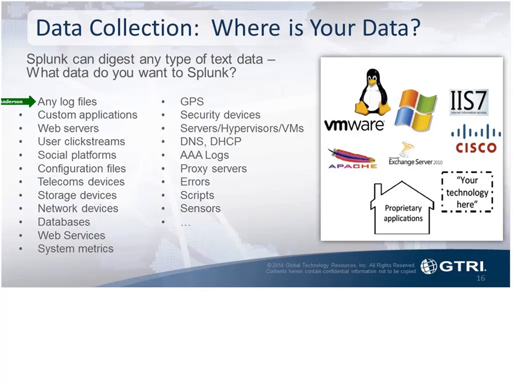There are custom applications that may have log files as well. There are web servers that have log files. You might have a social platform, user clickstream, something like Twitter. You can use a Twitter feed to pull things in. You can actually monitor Splunk configuration files to see if they've changed. I'm not going to read through all of these, but you have network devices on syslog. You have databases you can pull things in from. Metrics for performance things. You've got all sorts of other things you can pull in.